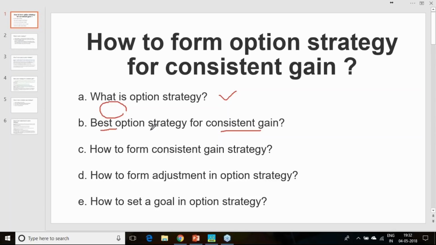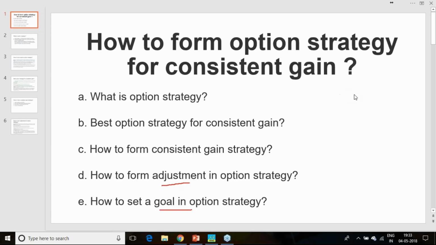On adjustment, though it is a very vast subject, that option strategy adjustment, I will just break it into very simple concepts, in a very simple way I will explain to you. If you understand this particular concept, you yourself can find out the way and how to set a goal. Every business, every profession you do, you set a goal, you set an objective. All these things are also applicable in your option strategy trading. So all these things we are going to learn today.